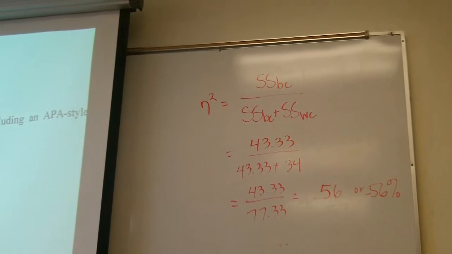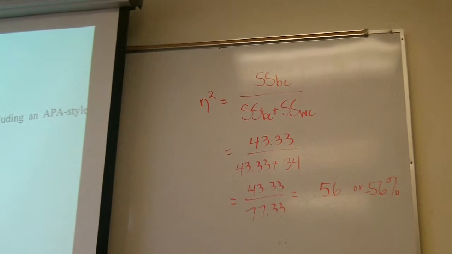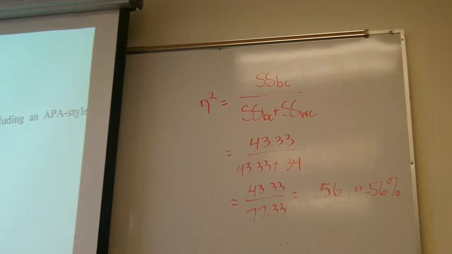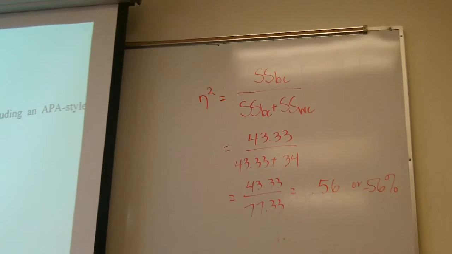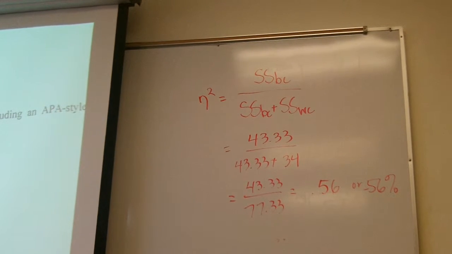So this has the exact same size divisions as r squared, and we treat it like an r squared. So if you had an r squared of 0.56, what would that be? Small, medium, or large? Large, definitely large. So this is a large treatment effect. In other words, the diagnosis that you have plays a major role in how long you stay in the hospital. What a surprise. Right? Who would have guessed?